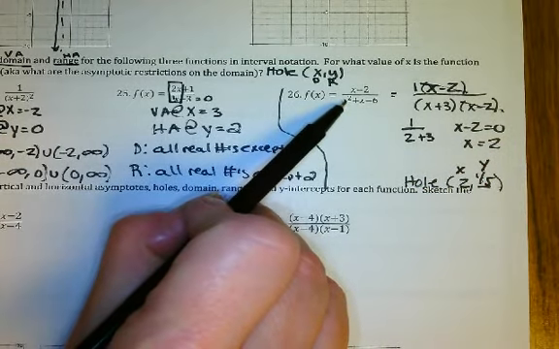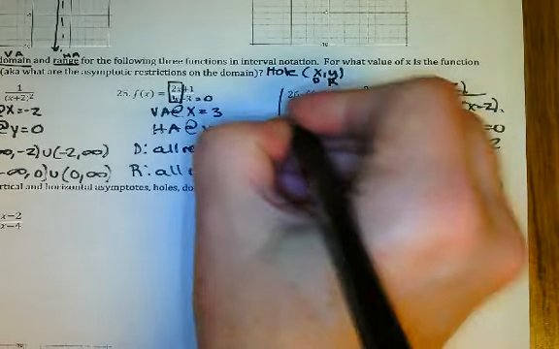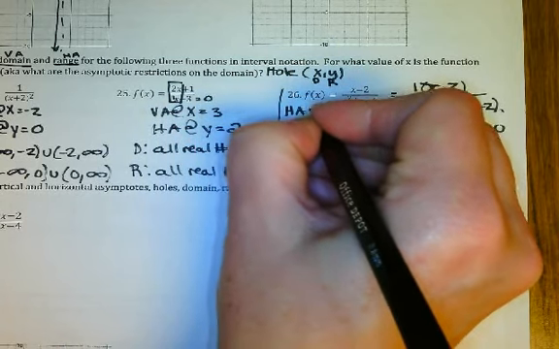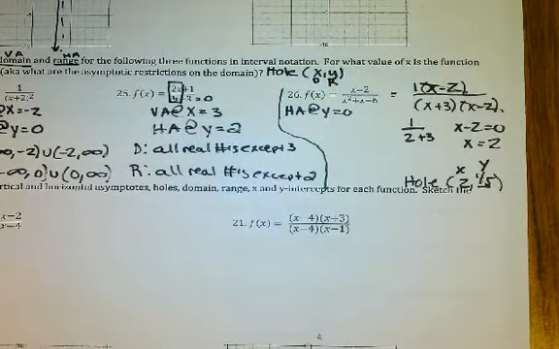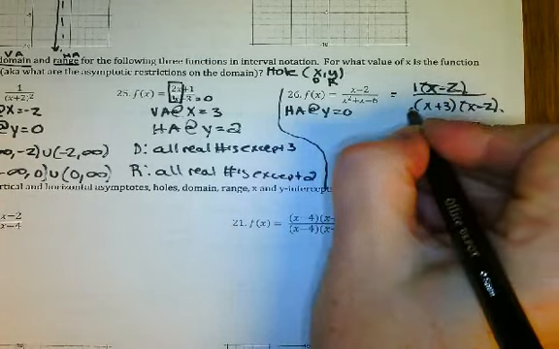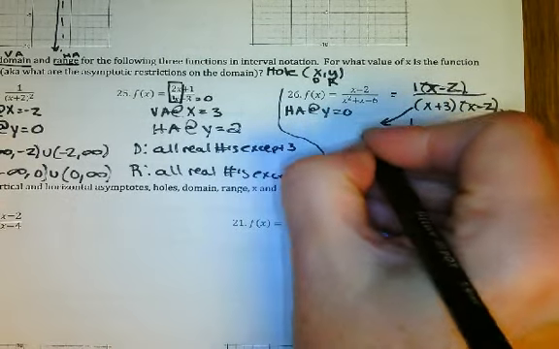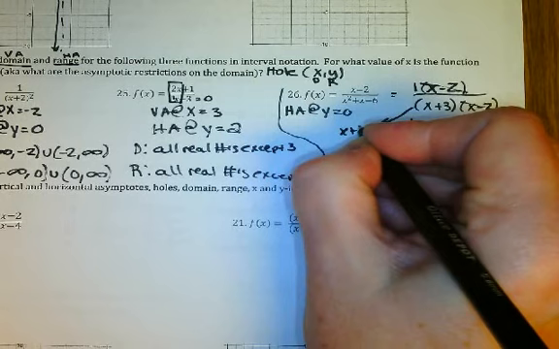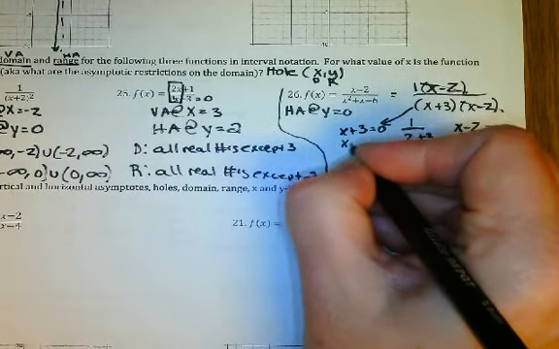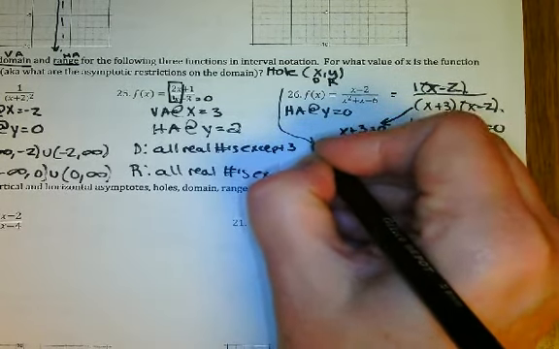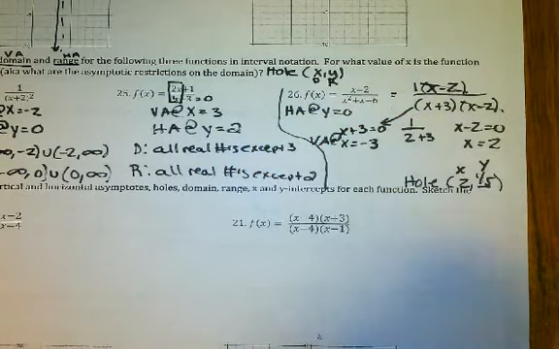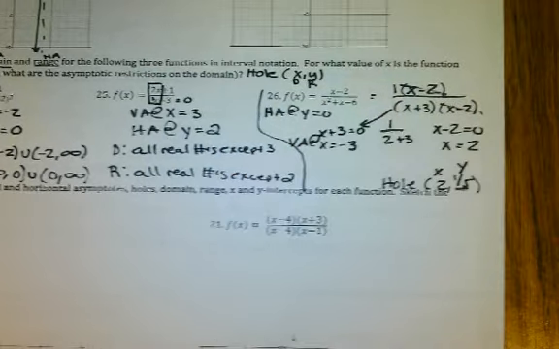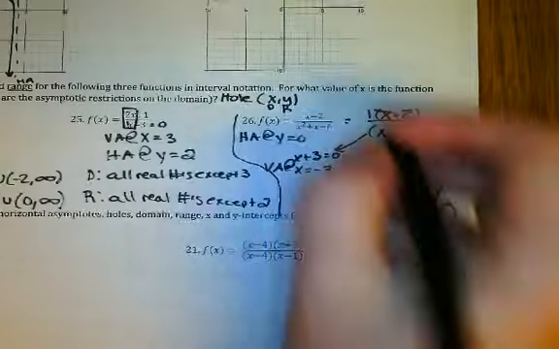Now, again, it's bottom heavy because that's a squared and that's just an x. So I know that my HA is at y equals 0. Now the VA, I need to look at what's left. So to find the vertical asymptote, I'm going to do x plus 3 equals 0. So x equals negative 3. So that's my VA.